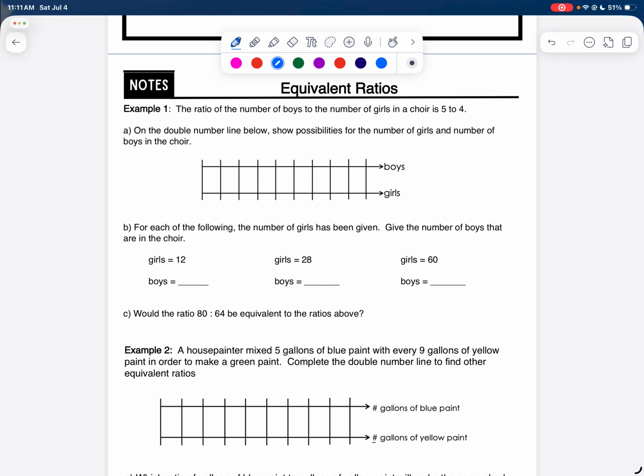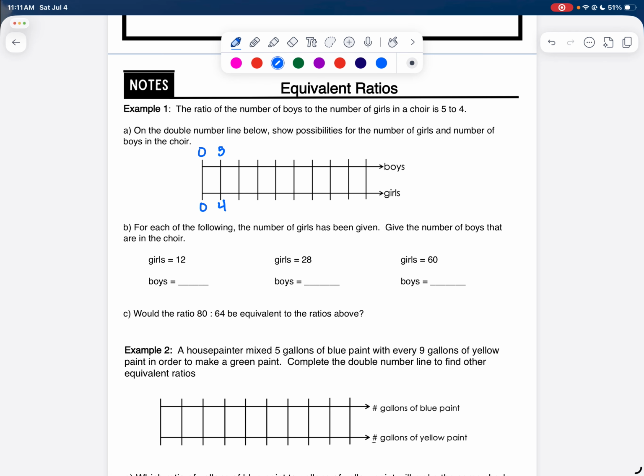So in example 1, it says the ratio of the number of boys to the number of girls in a choir is 5 to 4. So here we have a double number line. The number of boys is going to be modeled on the top number line, and the number of girls will be modeled on the bottom number line. Of course, if there's 0 boys, there's 0 girls, and then the ratio told us for every 5 boys, there are 4 girls. So what they want us to do is show the possibilities for the number of girls and the number of boys.